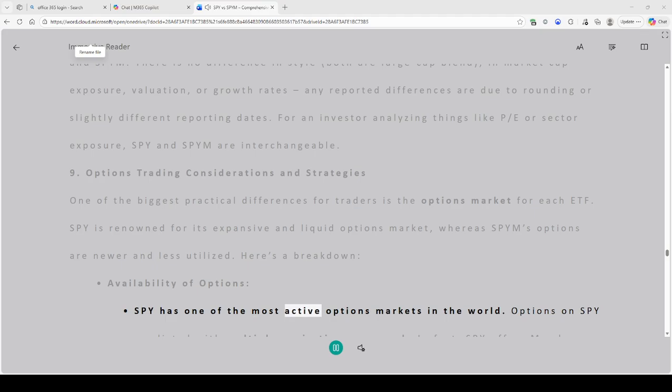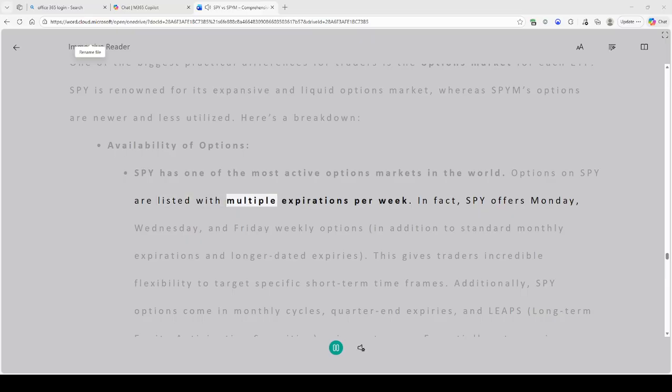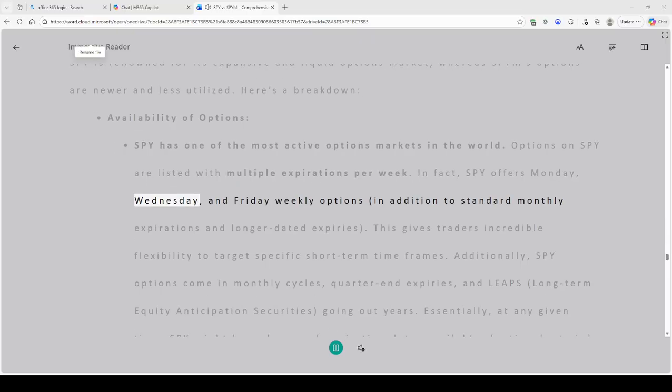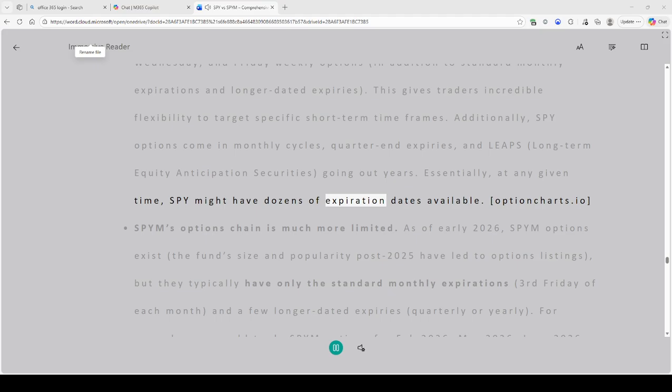SPY has one of the most active options markets in the world. Options on SPY are listed with multiple expirations per week. In fact, SPY offers Monday, Wednesday, and Friday weekly options, in addition to standard monthly expirations and longer-dated expiries. This gives traders incredible flexibility to target specific short-term time frames. Additionally, SPY options come in monthly cycles, quarter-end expiries, and LEAPs, long-term equity anticipation securities, going out years. Essentially, at any given time, SPY might have dozens of expiration dates available.